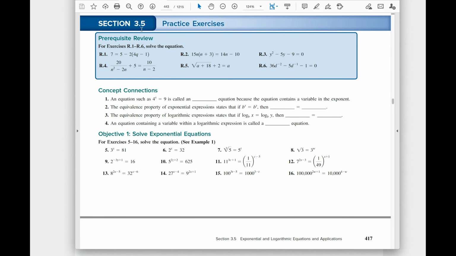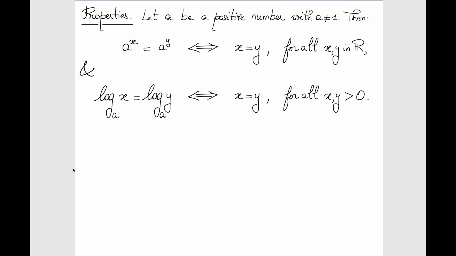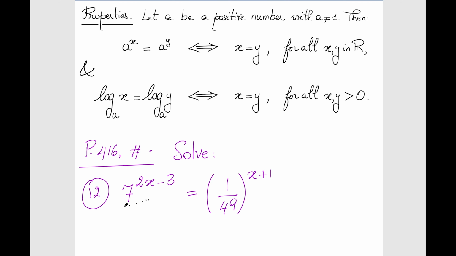And this is 3.5. This is on page 416. Let's try to solve one of these equations from 5 to 16. Let's choose one. How about 12? So let's solve the following equation: 7 to the power 2x minus 3 is equal to 1 over 49 to the power x plus 1. Okay, so we're going to solve 7 to the power 2x minus 3 is equal to that.